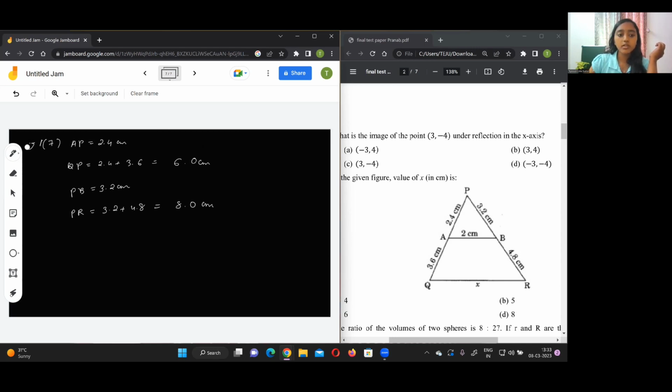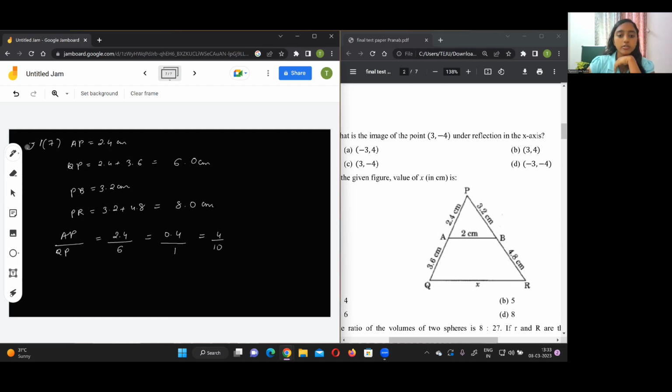So let us try to do AP by QP, which is nothing but 2.4 by 6, which is 6 fours are 24, 0.4 by 1, which is nothing but 4 by 10, right?